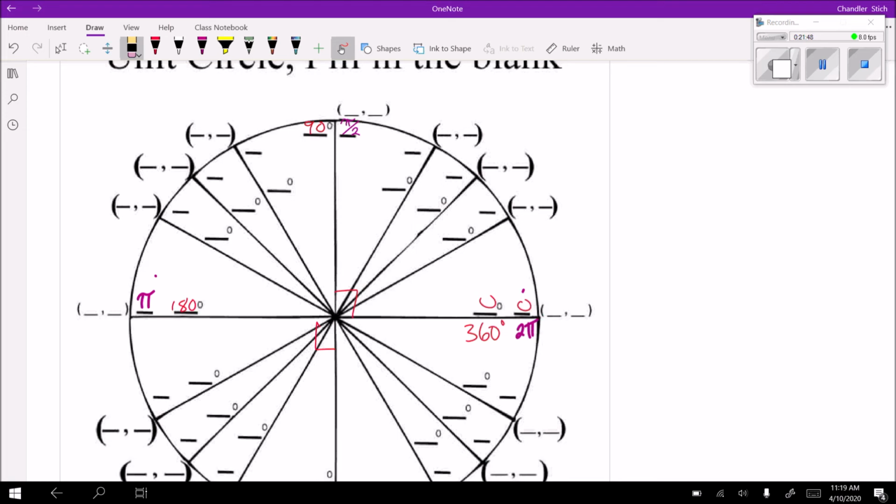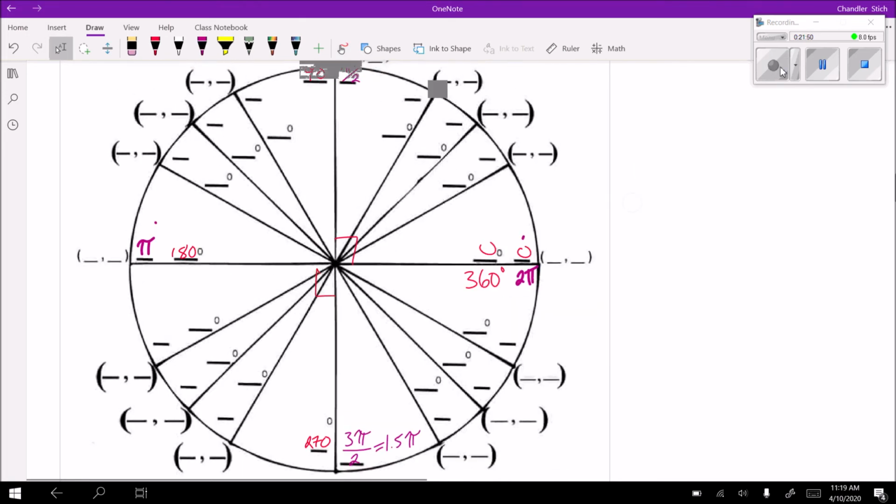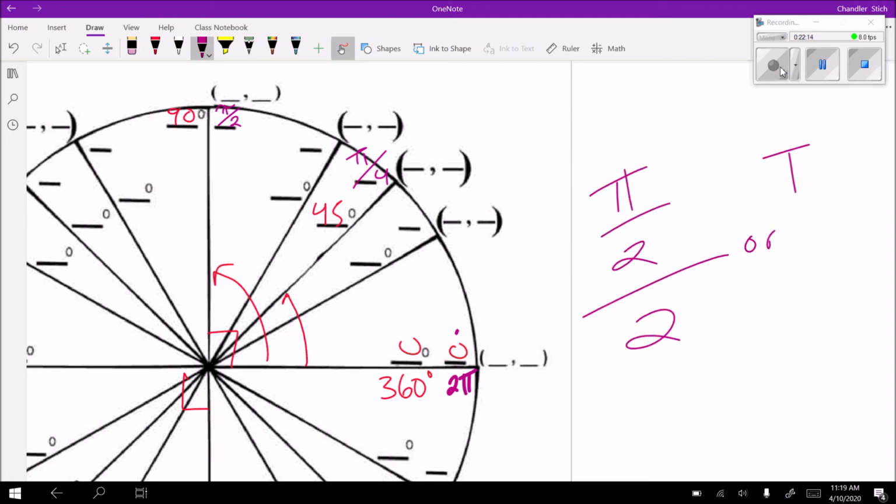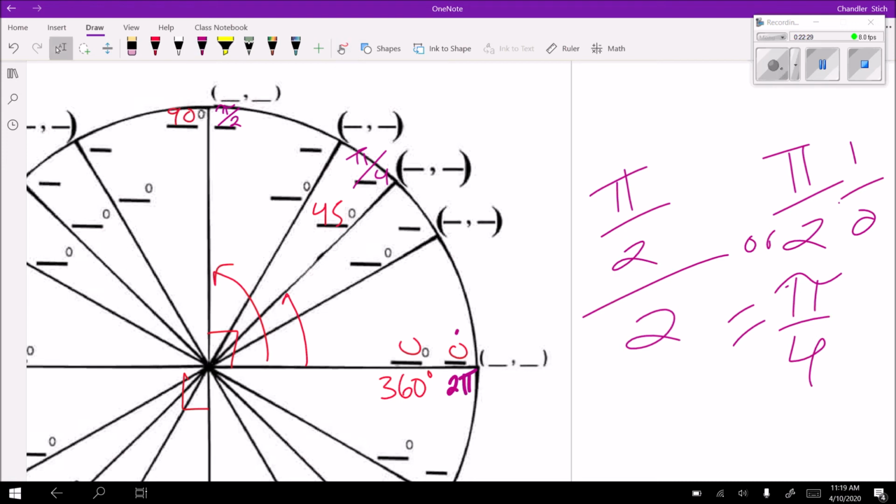All right, we could fill in a few more as well. Well, if this whole thing is 90, I know that half of that would be this one, which is 45 degrees. All right, and if I halve pi over 2, I'm going to get pi over 4. Again, that's pi over 2 divided by 2, or pi over 2 times 1/2, which is pi over 4. Okay, which is pi over 4. All right, so that's the amount of radians there, and I could keep going over here.